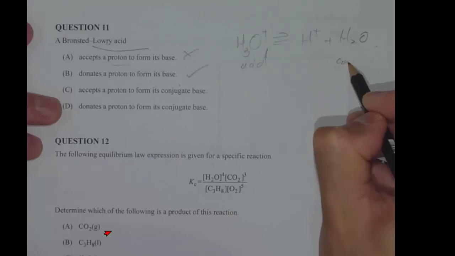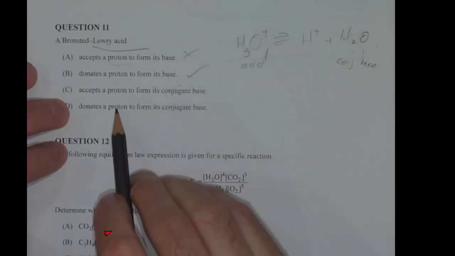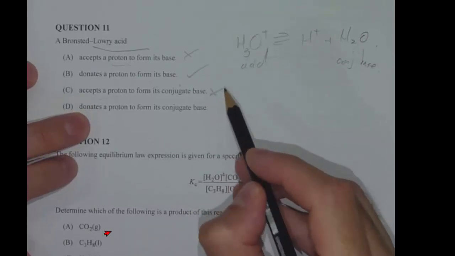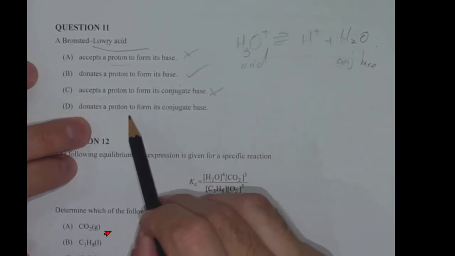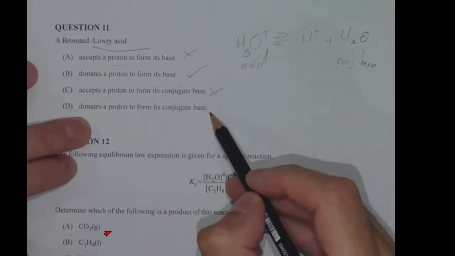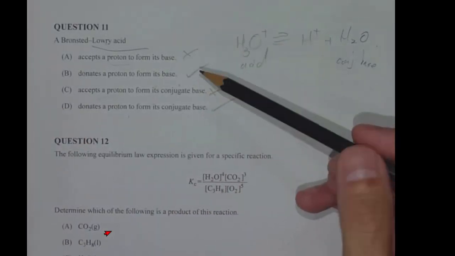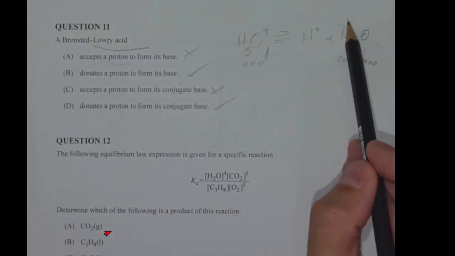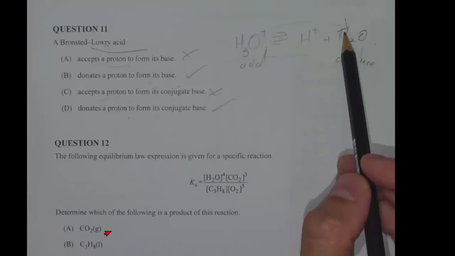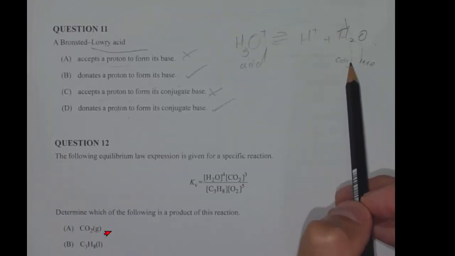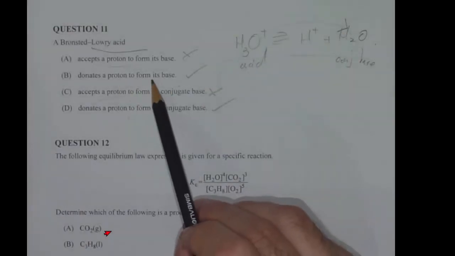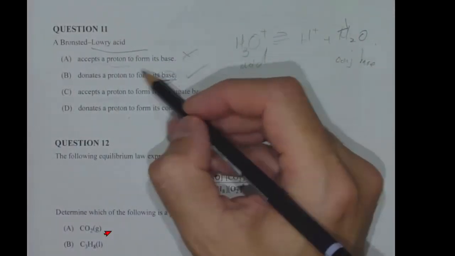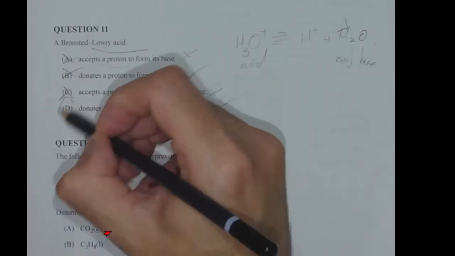This is the conjugate base. So accepts a proton to form its conjugate base. No, it releases one. Donates a proton, oh, here we go, to form its conjugate base. Okay, something wrong here. Donates a proton to form its conjugate base. Acid, conjugate base, correct. Donates a proton to form, oh, so it's got to be conjugate base, not base. Okay. That's a nice one.